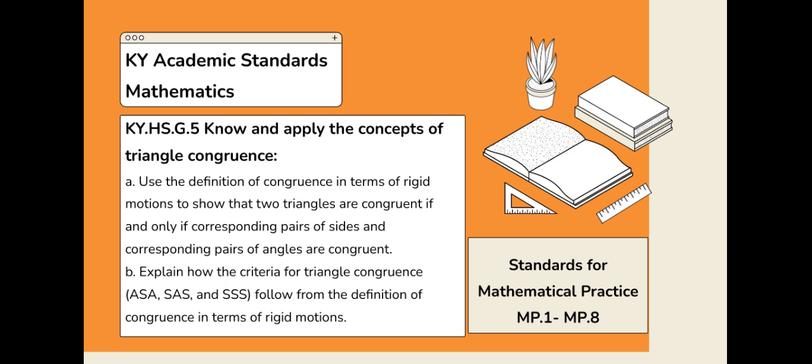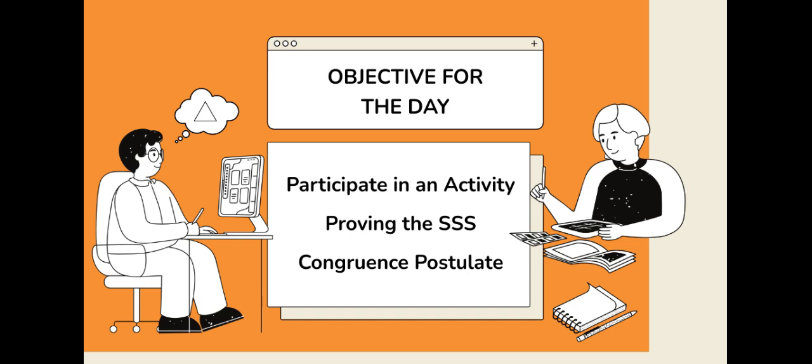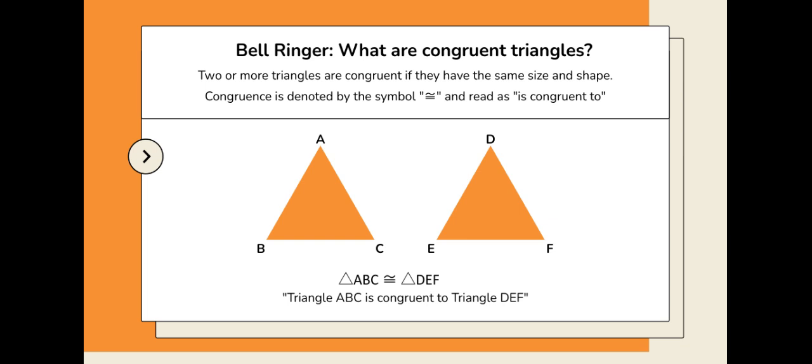The Kentucky Academic Standard the activity covers is HS Geometry 5: know and apply the concepts of triangle congruence. The activity also touches upon all standards for mathematical practice, all 8 of them. The objective for the day is for the students to participate in proving the side-side-side congruence postulate.